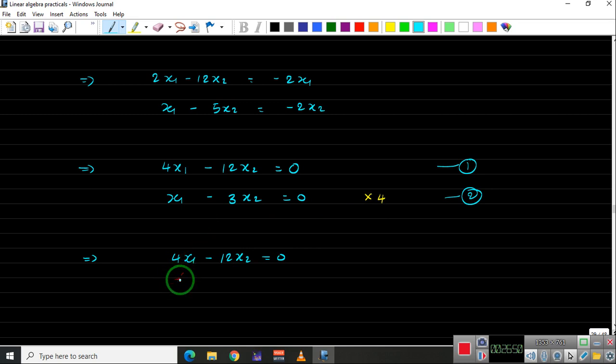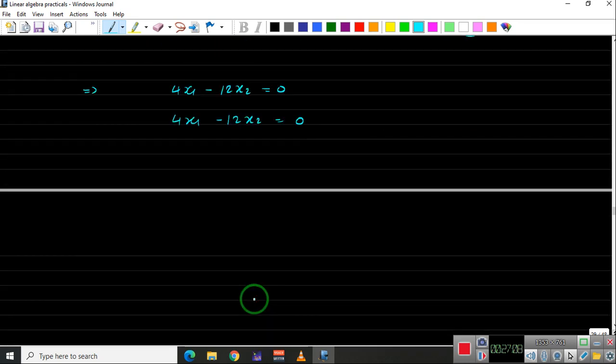When you multiply, it becomes 4x1 minus 4 into 3, 12x2 equals 0. And if you see, both the equations are the same. Right? 4x1 minus 12x2 equals 0. Both the equations are the same. And then as we know the different cases, as we have seen in the last videos, these two equations represent two straight lines in the xy plane. And in this case, both the lines are the same, that means they are coinciding, and hence we will have infinitely many solutions.